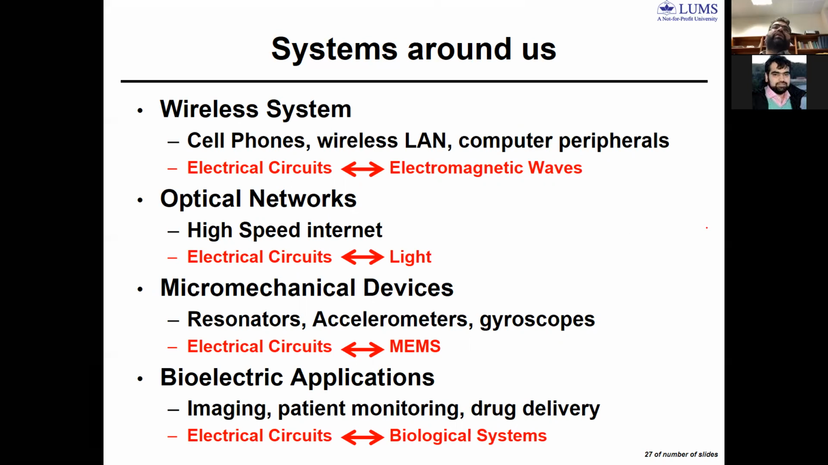Micromechanical devices and electrical circuits are linked in MEMS: accelerometers, gyroscopes, mechanically induced memristors. All of these things come into that category. Then there are bioelectronic applications, where the electrical signals are linked with your body when you want to acquire any signal from your body, like glucose sensing. All of these are analog signals. So here, everywhere electric circuits come.